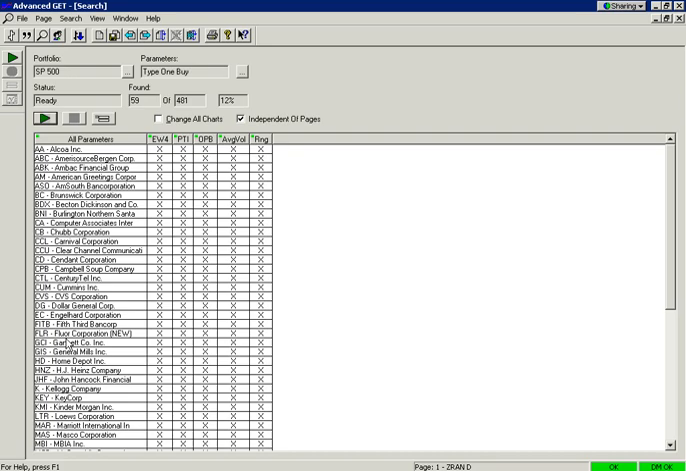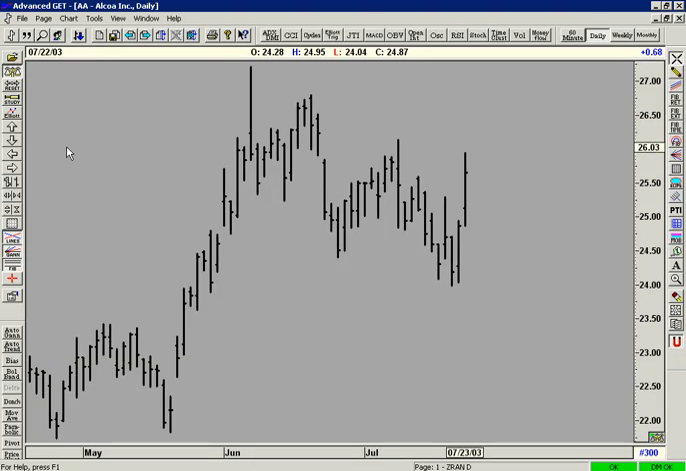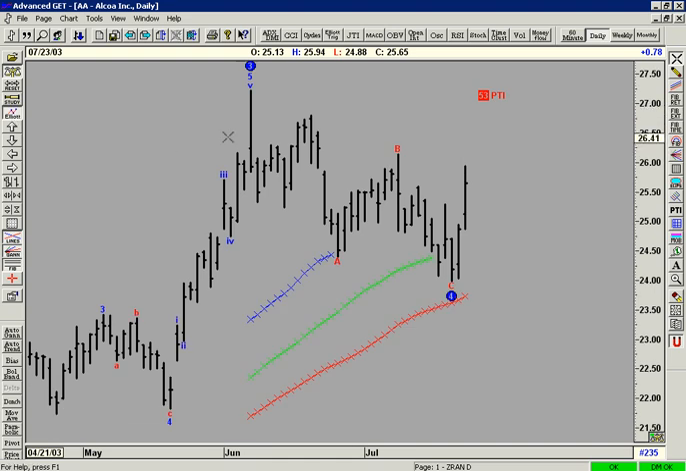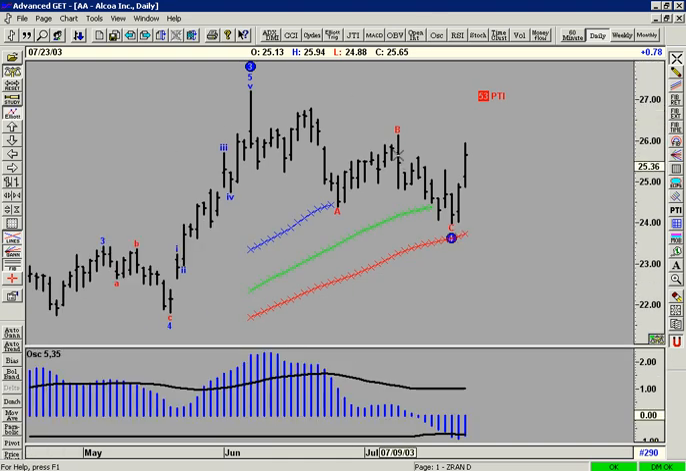If I wanted to look at a chart of any one of these results, I could just double click on it. I'll double click here on Alcola Incorporated, and up pops a chart of Alcola. And I can apply the Elliott waves and the Elliott oscillator, and you'll see on our chart here that we're in an Elliott wave 4. Oscillator has returned to 0, but because of the criteria, we already know that it has not exceeded 140% in the down direction.